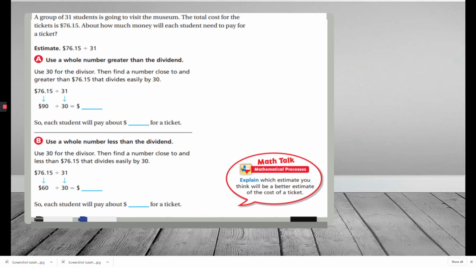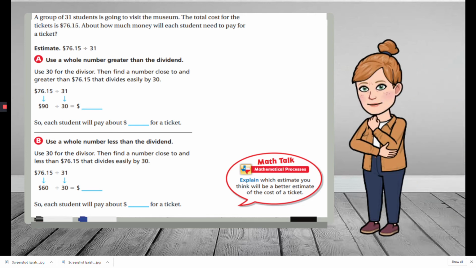So A, we're going to look for a whole number greater than the dividend. So we can use 30 for the divisor. Find a number close to and greater than $76.15 that divides easily by 30. So we're going to use 90 for the estimate of $76.15 because we can easily divide that by 30 to get 3, or $3. So each student will pay about $3 for a ticket.